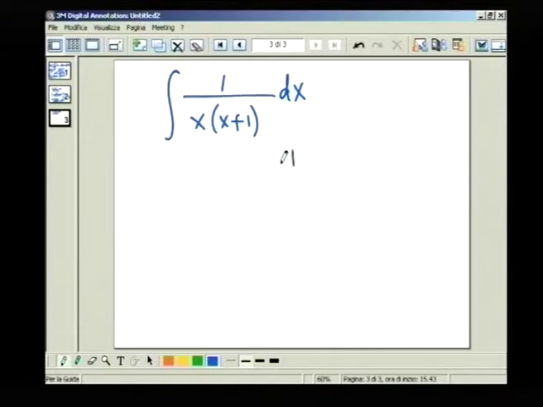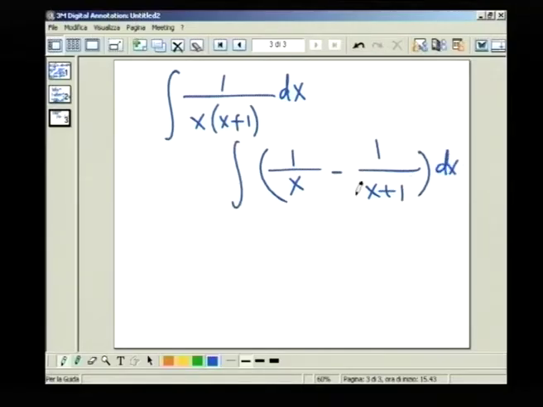What you do, you can write it in this form. For example, 1 over x minus 1 over x plus 1, all this dx, because here you have x plus 1 minus x. You integrate this one, so directly you notice that the first one is the logarithm of x, while the second one is the logarithm of x plus 1, and there, this is your solution.